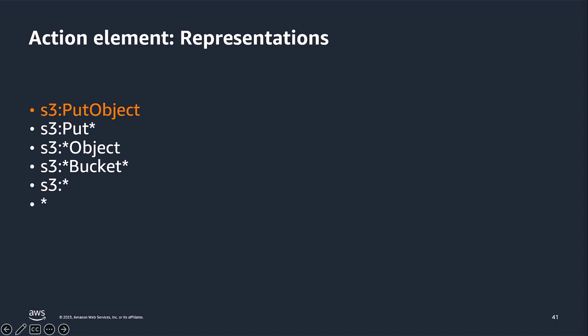So you can specify the action directly. You can put the wildcard at the end of the action, or you can put it at the beginning of the action. You can even put a wildcard on both sides. You can specify the wildcard immediately after the colon as well, which represents all actions that belong to the specified service. Or you can use a wildcard by itself to specify all available actions.